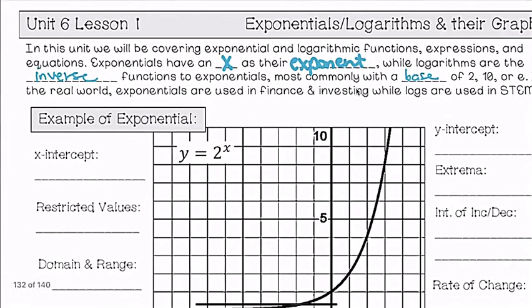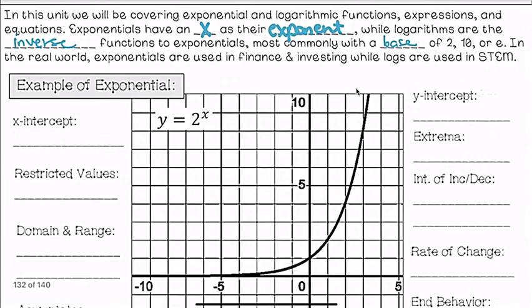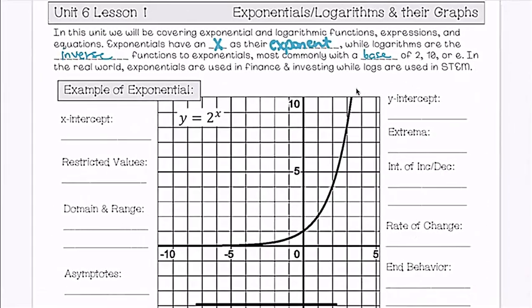The last sentence here says, in the real world, exponentials are used in finance and investing, while logs are used in STEM. These are the most real world helpful type of functions that you'll cover in Algebra 2, or probably mostly in high school math at all. Exponentials are really helpful when you're looking for things like investing and looking at compounds and how quickly and how often interest rates compound the money that you have in your account. And then logs are used a lot in chemistry if you are looking to be a scientist.